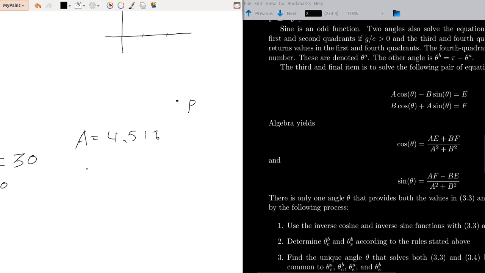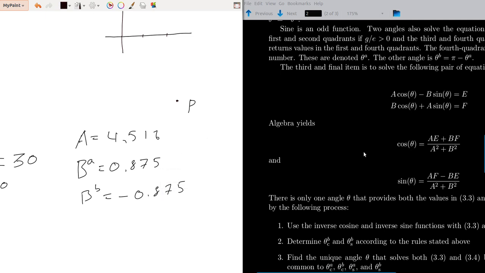E is just X and F is just Y, and so we have two cases for B. B, when we're using theta 2A, we'll call it BA, is equal to 0.875, and B, when we're using theta 2B, we'll call it BB, is negative 0.875.